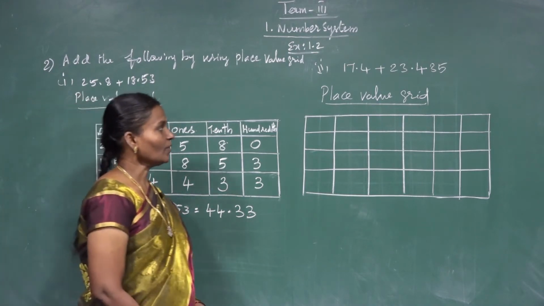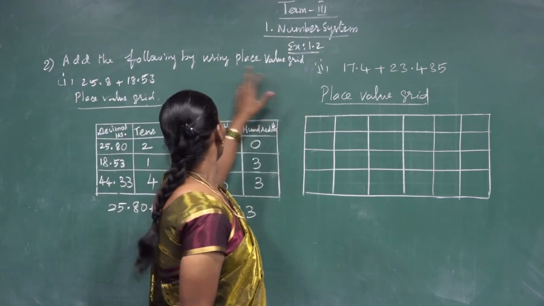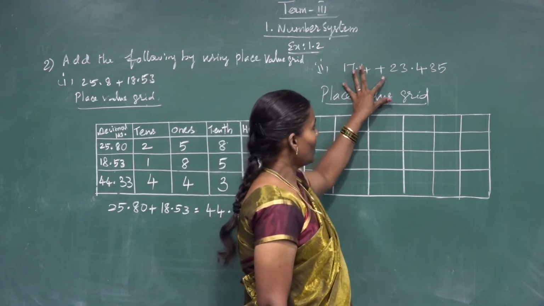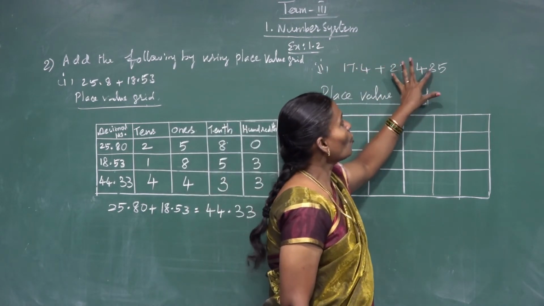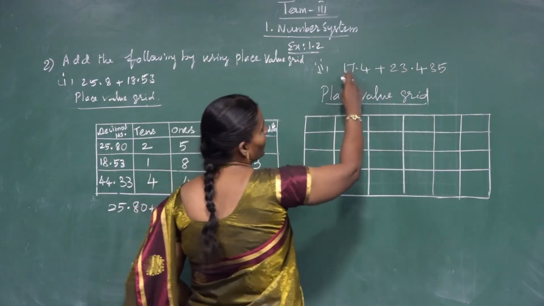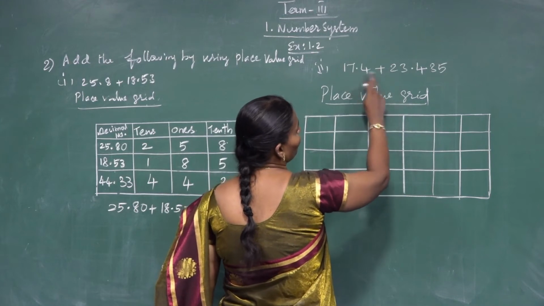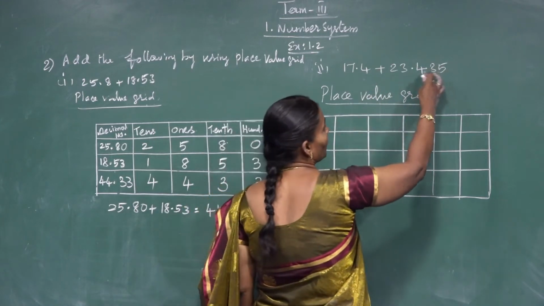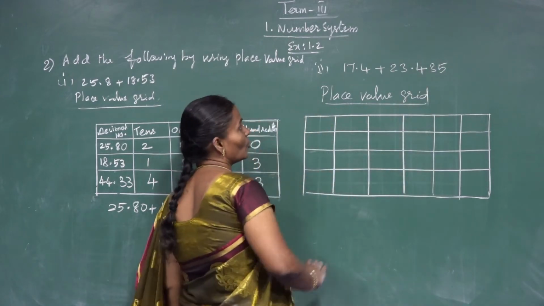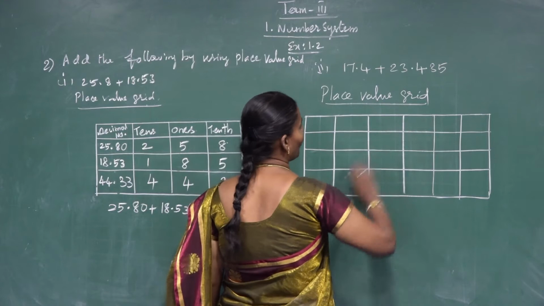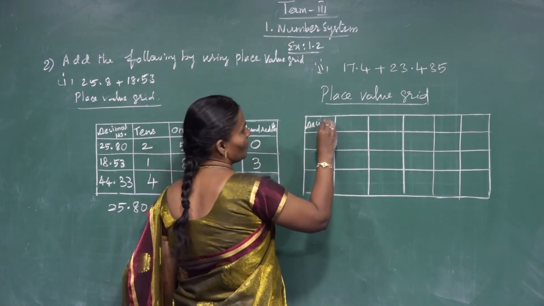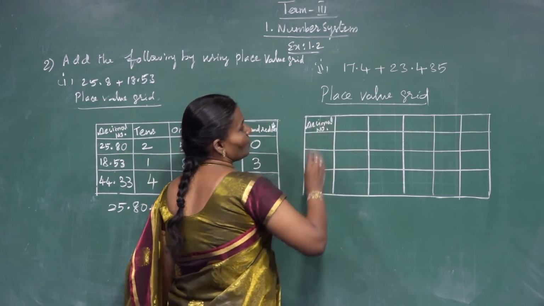Good. Okay. Now see the second sum. In that second topic, second sum, 17.4 plus 23.435. Okay. Here the whole part, both numbers have two places only. In decimal part there are 3 digits. Okay. Understand, children? So totally we need 5. Okay. So first you mention the decimal number. What is given decimal number?